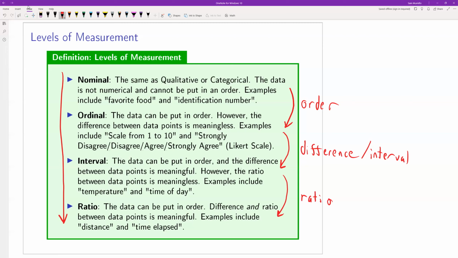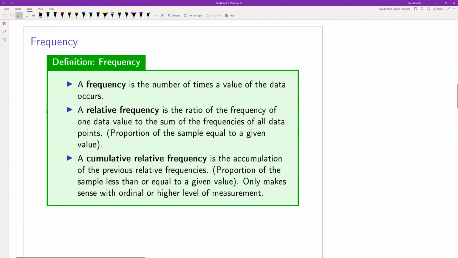Nominal, then ordinal, then interval, then ratio. Now that we've finished up the different types of data, we've wrapped up the main key terms discussion, and we can actually start looking at some specific sets of data. We're first going to talk about frequency.